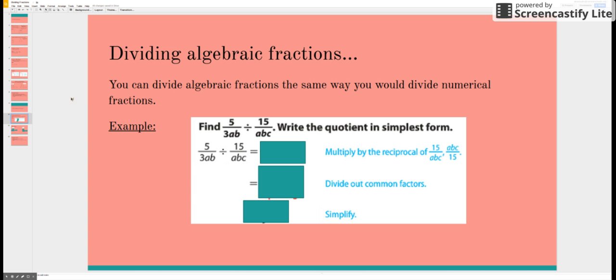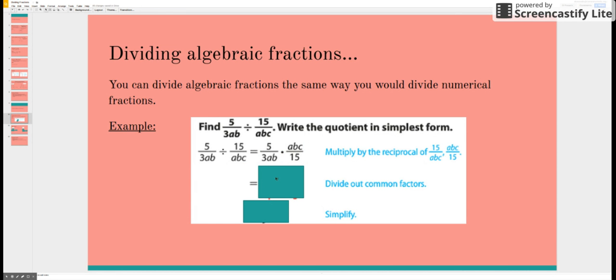For example, here we have: find 5 over 3ab divided by 15 over abc. Write the quotient in simplest form. So first thing I'm going to do is multiply by the reciprocal. So 5 over 3ab times, and then this fraction I'm just going to flip, abc over 15.